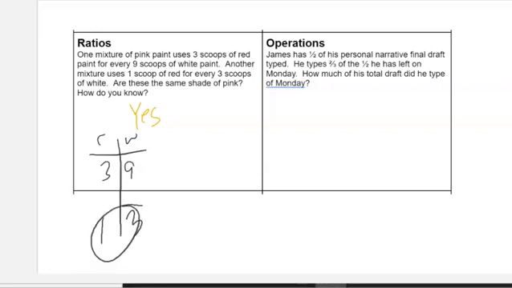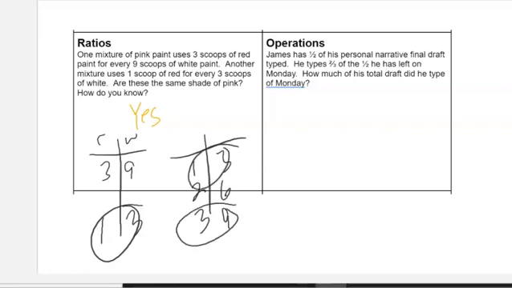You'll notice if I start with this one, 1 to 3, I could do 1 more and 3 more, 1 more and 3 more. Those are indeed equivalent ratios, and so they would be the same shade of pink. One, you're just making more. This is 12 scoops of that paint. This is only 4 scoops of that paint. All right, this is a blank of blank. I hope you caught that as you worked it out.